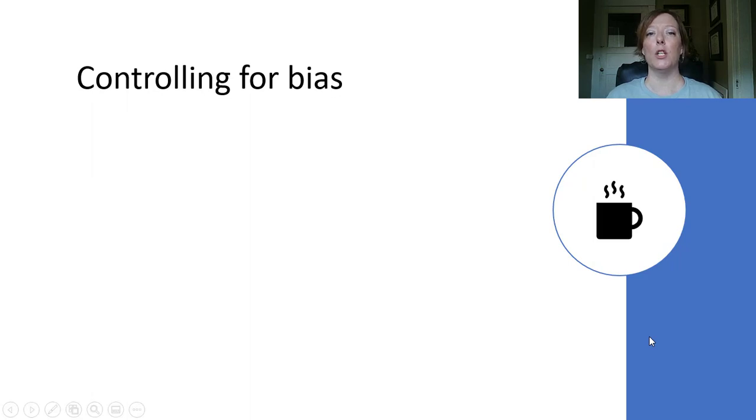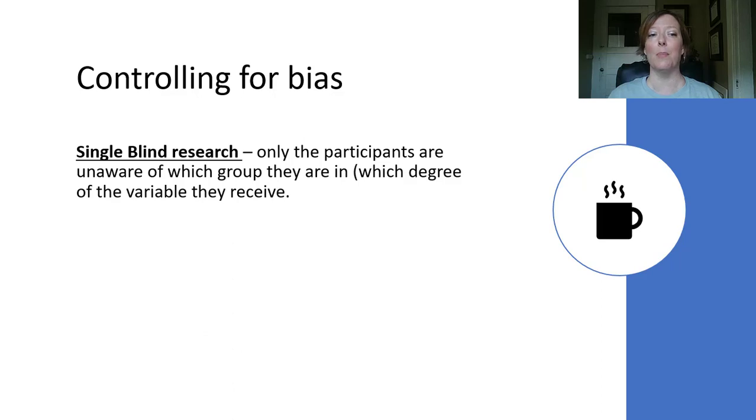Okay, so what are we really doing when we are setting up our experiments? Well, experiments are run by people. So it's important that we control for bias. Sometimes people have a bias. So there are a couple of ways that we do that. The first one is called a single blind research methodology. And in this type of study, only the participants are unaware of which group they're in. So in our experiment, the teachers don't know if they got the caffeinated coffee, the decaf coffee, or the coffee flavored water. They don't know what degree of the variable they received.